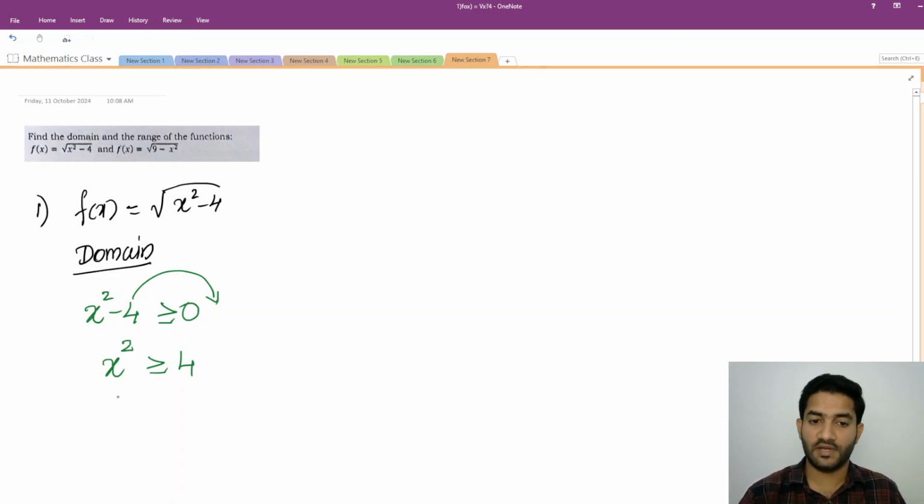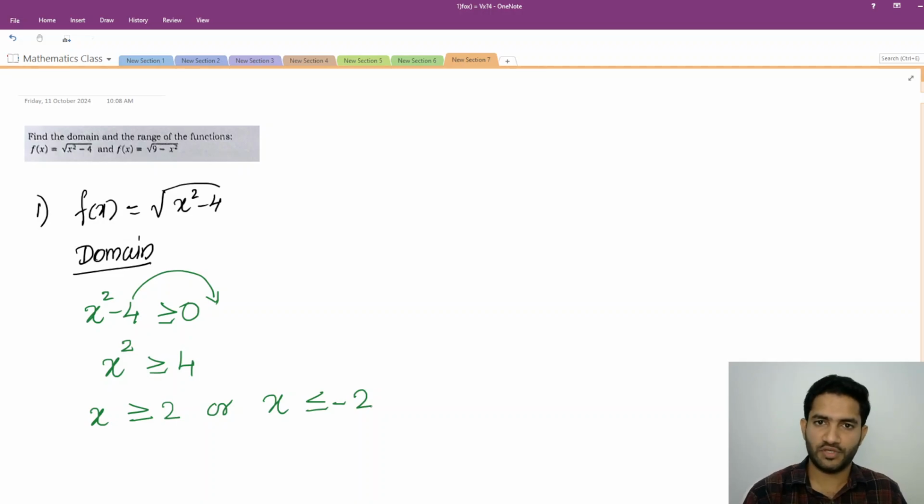That means here we have two conditions. First one, x is greater than or equal to 2, or x is less than or equal to minus 2. If x is less than minus 2, that means minus 3, minus 4, minus 5, minus 6, or minus 2.5, minus 3.5, anything, we'll get x squared greater than 4. And if x is greater than 2, 2.5, 3, 7, anything, we'll get x squared greater than 4. So this is the domain.